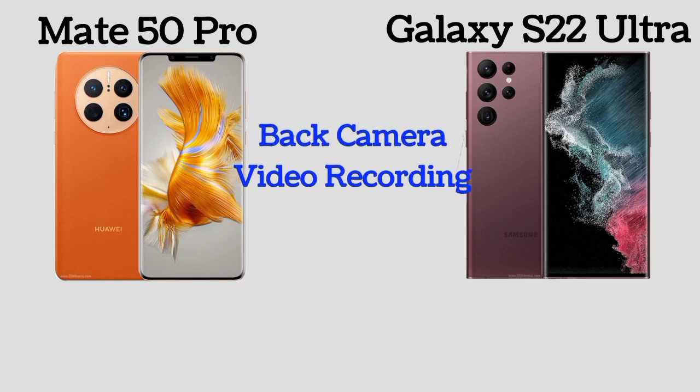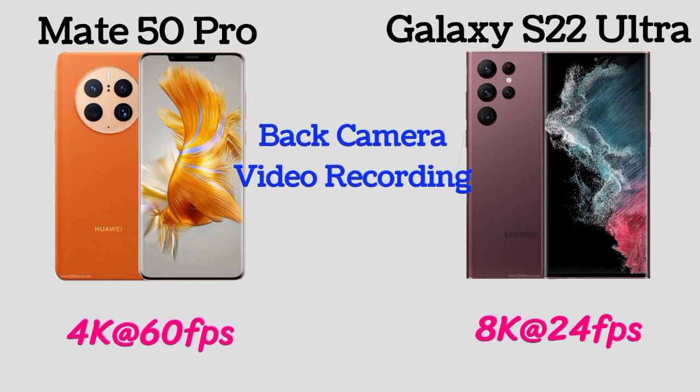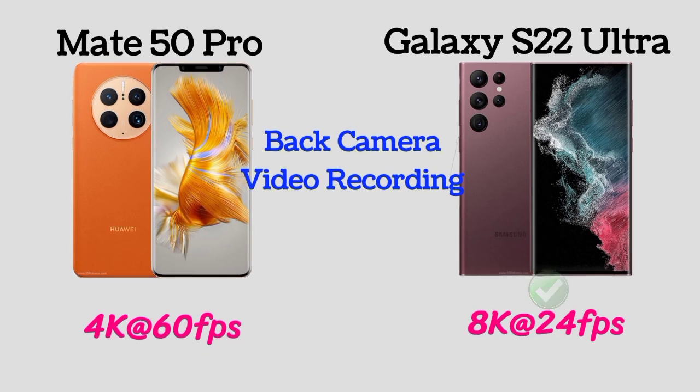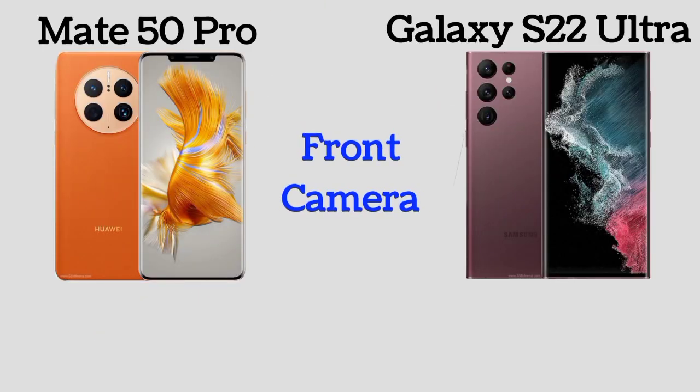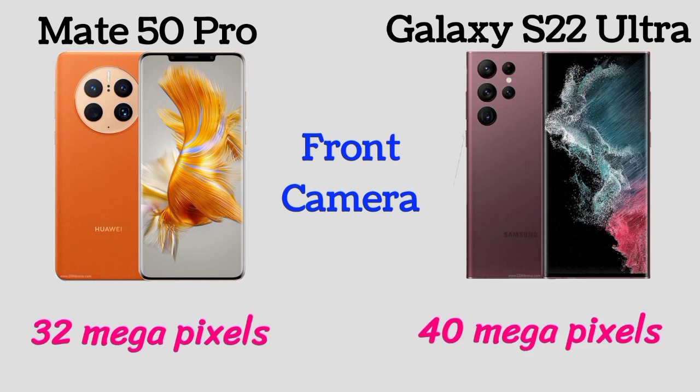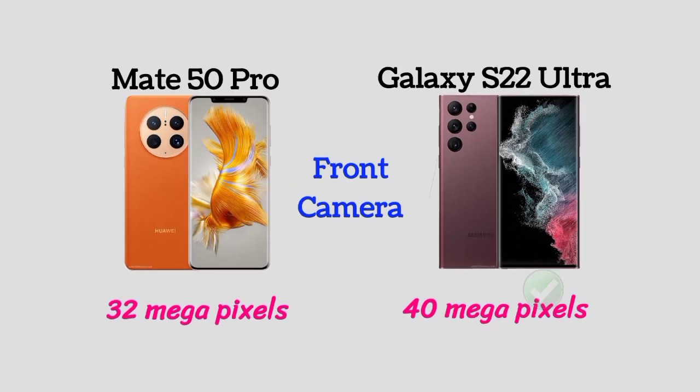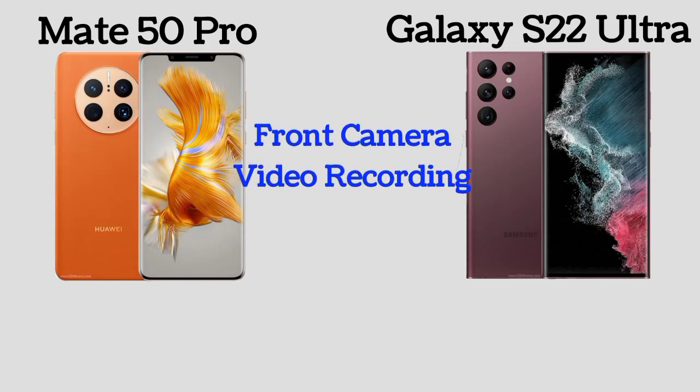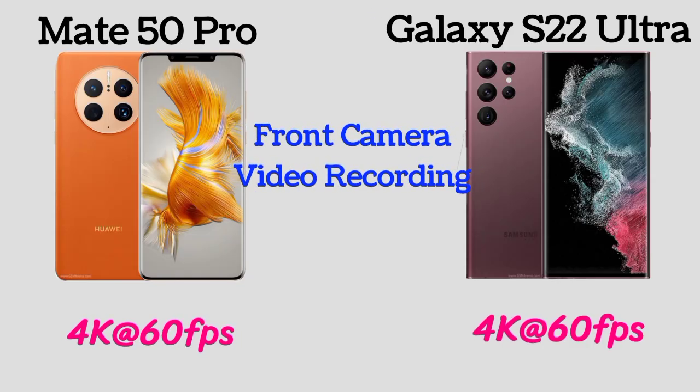The back camera of Mate 50 Pro and S22 Ultra can record video up to in 4K at 60 fps and 8K at 24 fps. Mate 50 Pro has 32 megapixels front camera and S22 Ultra has 40 megapixels front camera. The back camera of Mate 50 Pro and S22 Ultra can record video up to in 4K at 60 fps.